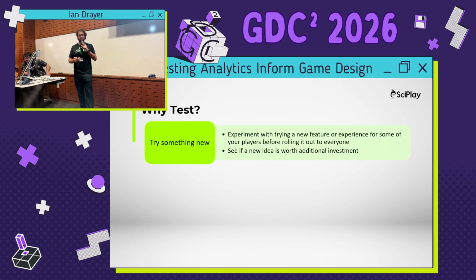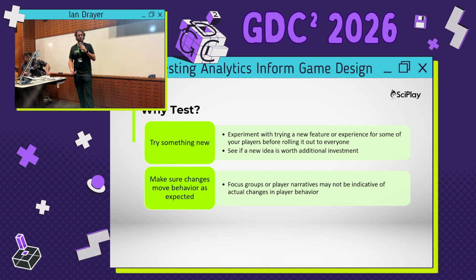We're trying something new. We're trying out a new feature, a new experience in the game, just a new addition to the game. When we have that new experience in the game, we want to make sure that it changes the players' behaviors as we expect it to change their behaviors.